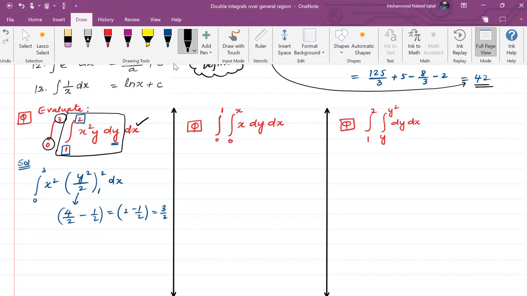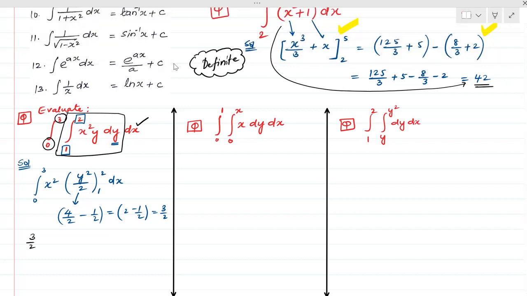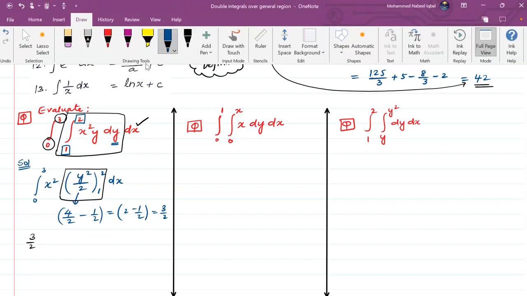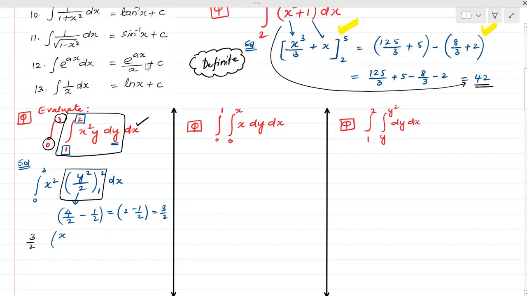So 3 over 2 is outside, and for this part we have the entire thing. Now the limit as it is, this is with respect to x. When you integrate with respect to x, x power 3 over 3, the limit 0 to 3. So 3 over 2 times 27 over 3 minus 0. So it becomes 9 here, and 27 over 2 is the final answer.